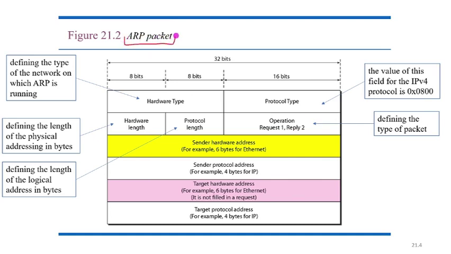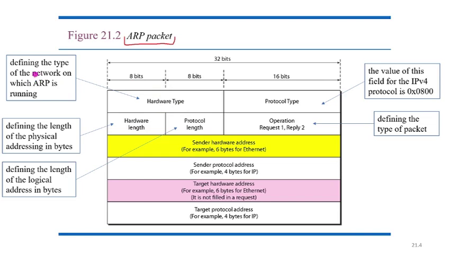So how is an ARP packet basically defined? An ARP packet has different components, like we have already seen in the header formats. The first field is 16 bits, and it is the hardware type. So what is the type of hardware?